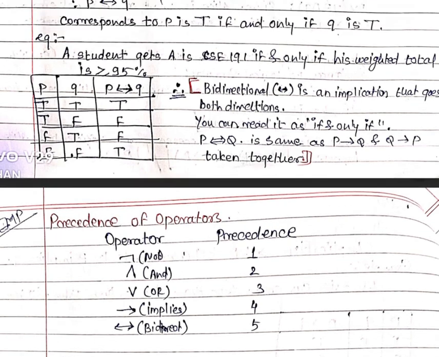Next is the precedence of operators. For solving logical expressions, we use a specific precedence of operators. The precedence is given below. The highest precedence is for the not operator. Second is the and operator. Third is the or operator. Fourth is the implies operator. And fifth is the bidirectional operator, that is the if and only if operator.